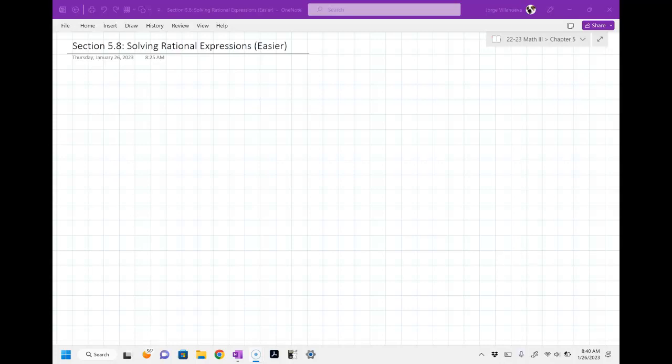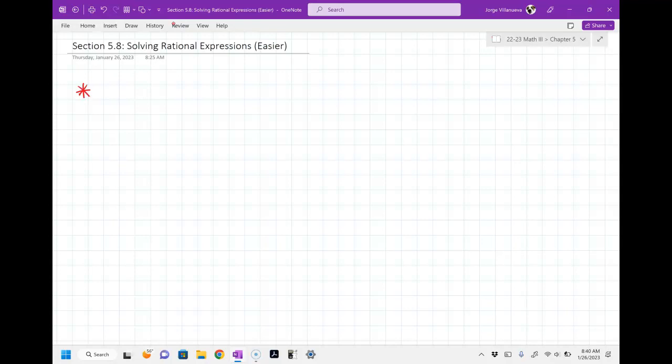All right, so section 5.8, we're solving rational expressions, again, the easier way. And then we're going to eventually do the ones that are more difficult as well. But we're going to start off with something simpler. All right, so let me give you a little hint as to what we've got to do.